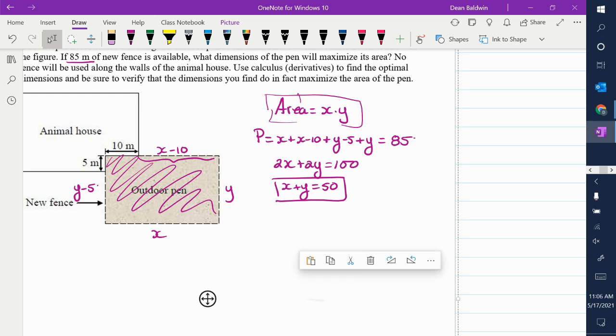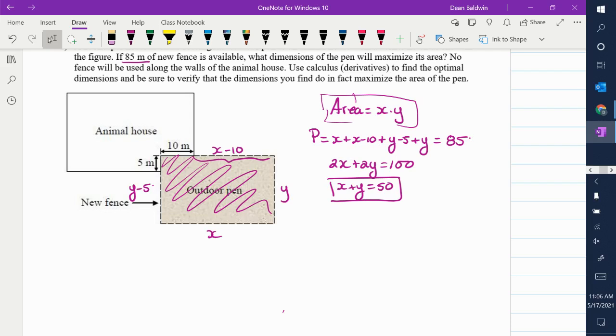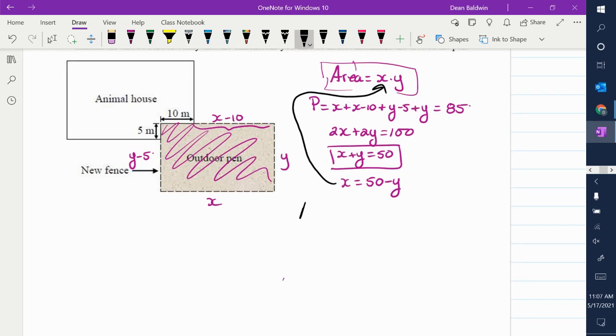What do I do now? So which variable do you want to get rid of? X or Y? Doesn't matter. You want to get rid of X? All right. So that means I solve for X here. And then that gets substituted right into there. So my new equation is going to be area is equal to 50 minus y times y.